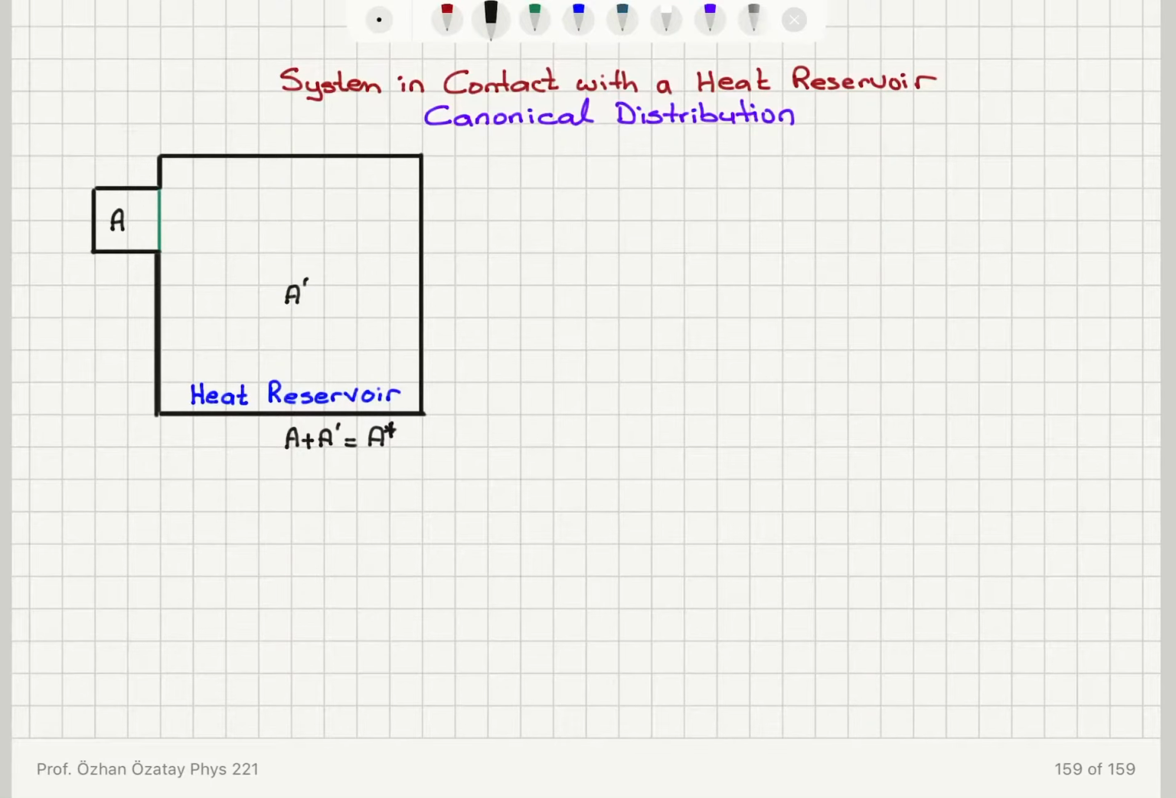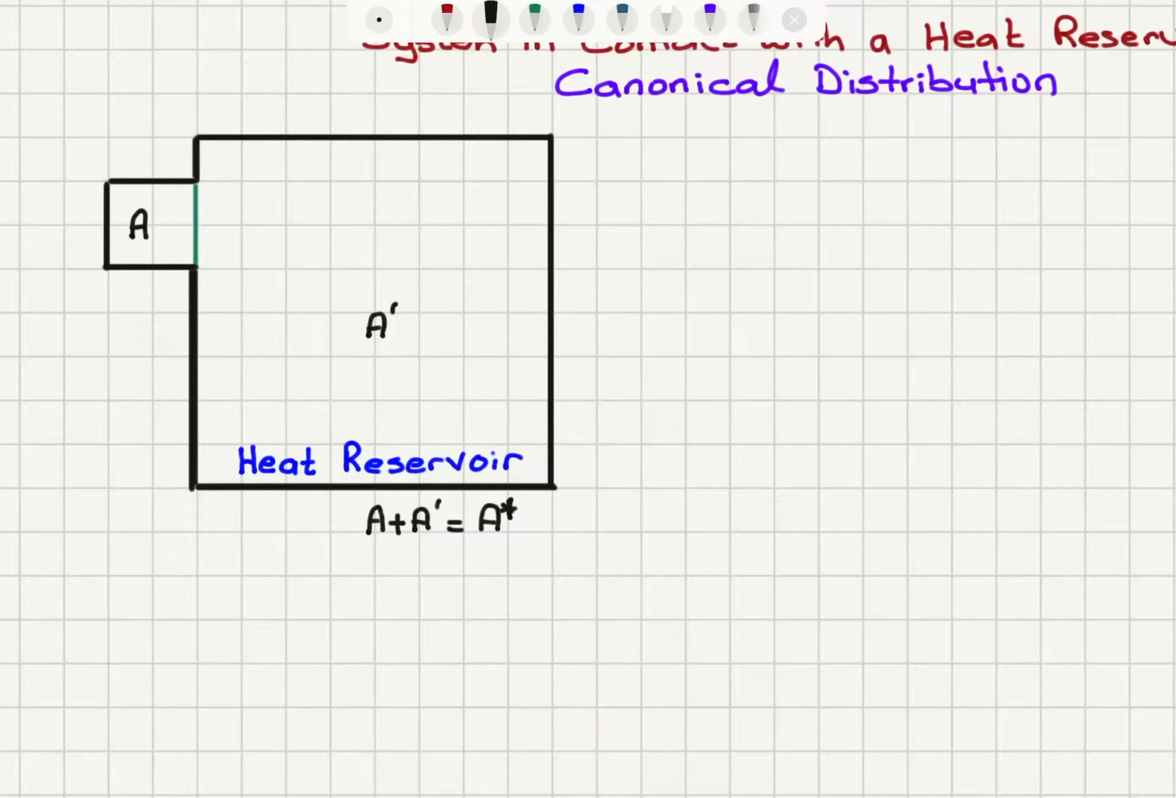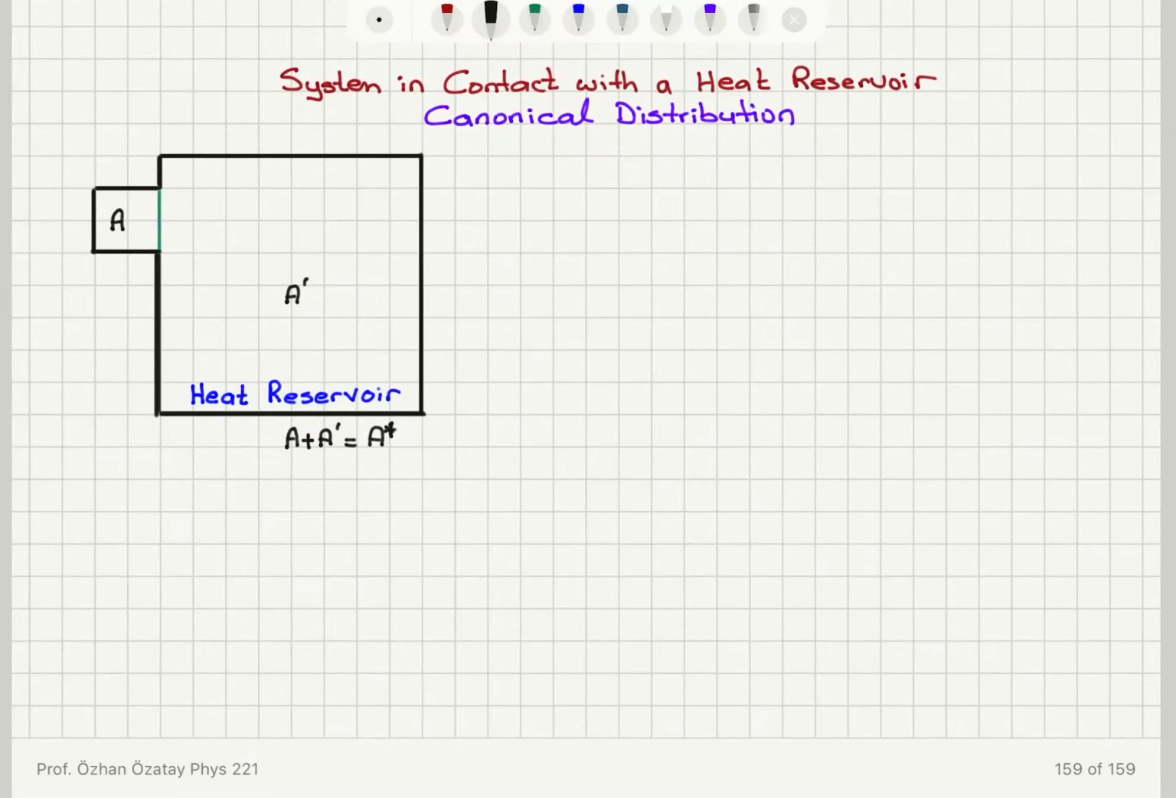So let's say that we have a system A that is in thermal contact with a heat reservoir, a system A prime. And as you can see, the way I have shown it here, system A is much smaller than system A prime. That is to say, the number of degrees of freedom for system A is much less than the number of degrees of freedom of system A prime. In other words, system A is much smaller than system A prime.